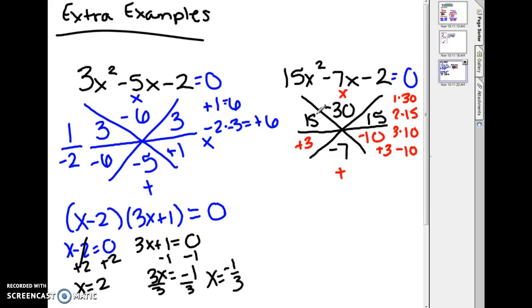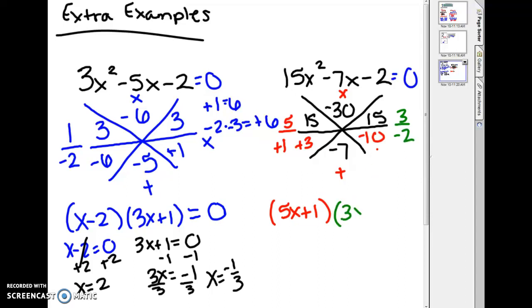Now this fraction, I ask myself, can I reduce this? And the answer is yes, I can reduce this by 3. So that would be 5 over positive 1, which means it would be 5x plus 1. Right over here, I'm going to erase this real quick because I got to do the same thing. Ask myself, can I reduce this? And the answer is yes, I can reduce it by 5, which means this will be 3 over negative 2. So then this answer will be 3x minus 2. All right, bring down the equal 0.